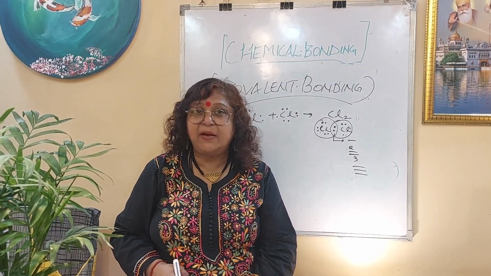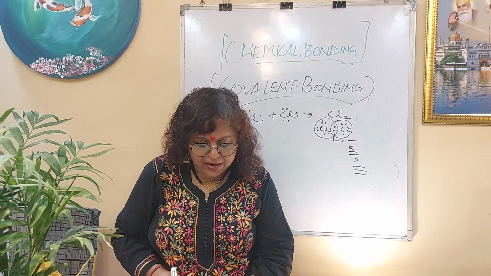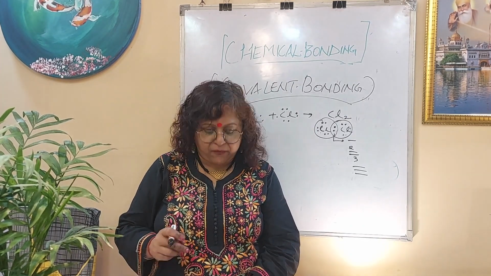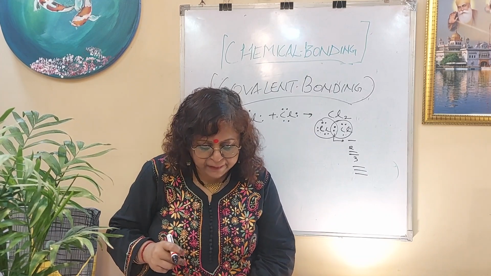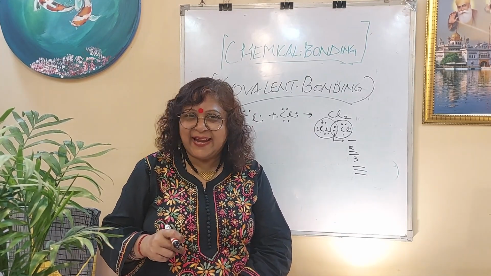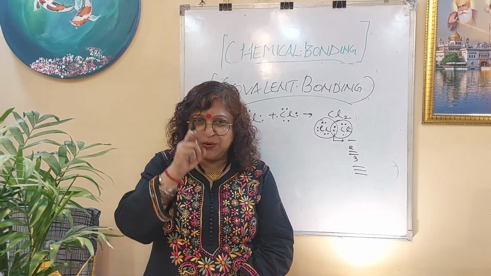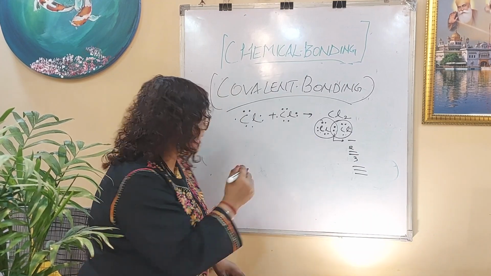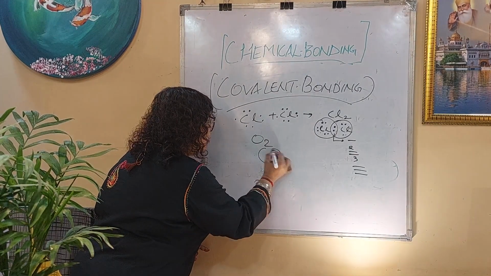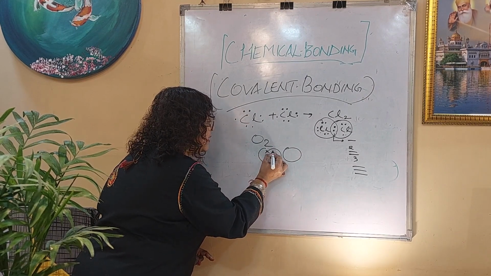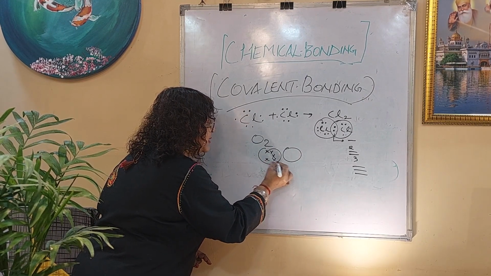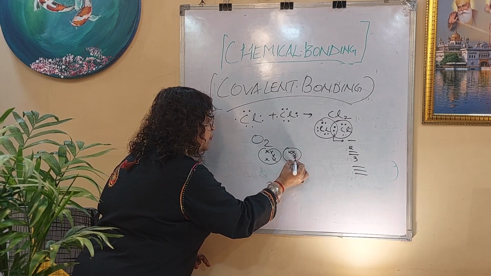Say if you take the example of oxygen. What will be the valency of oxygen? How can you say? 1, 2, 3, 4, 5, 6, atomic number 8. So 2, 6. So you have to show the bonding of oxygen. This is one oxygen, 1, 2, 3, 4, 5, 6, and the other oxygen, 1, 2, 3, 4, 5, 6.